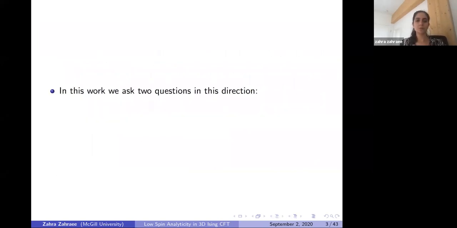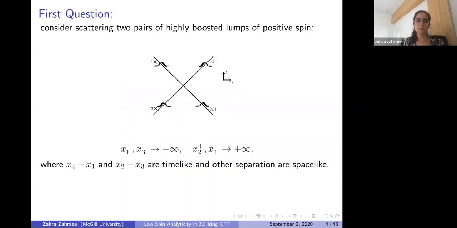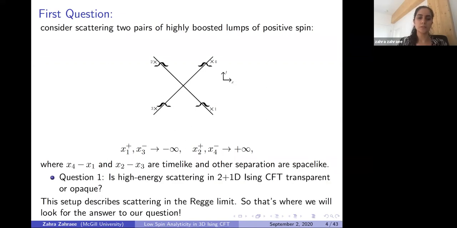In this work, we ask two questions in this direction. So the first question has the following setup. Consider a scattering of two pairs of highly boosted lumps of positive spin. Here, lumps 1 and 4 are time-like separated from each other, and lumps 2 and 3 are also time-like. All other separations are space-like. So our question is as follows. Is the high energy scattering that we just described in 3D Ising CFT transparent or opaque? This setup describes the scattering in the Regge limit. So that's where we will look to answer our question.